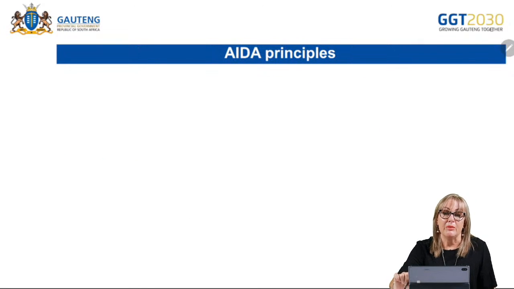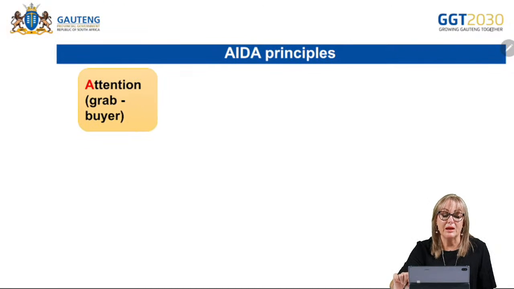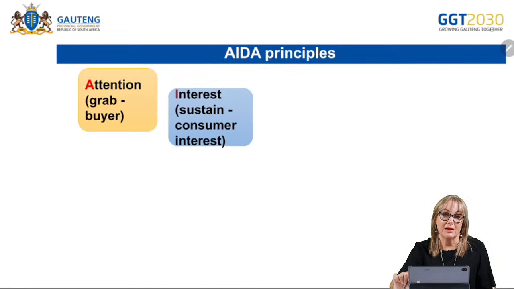Now we call these principles that advertisers use the AIDA principles. Now that's just an acronym that we've made up to help you understand the different things that advertisers do to get their message across. First of all, the first A stands for attention. So they must grab your attention. You're not going to look at a boring advertisement. You want to see something interesting. So your attention must be grabbed by something that they say. Then your interest must be sustained, because they want you to focus on the advertisement and to think more about it.